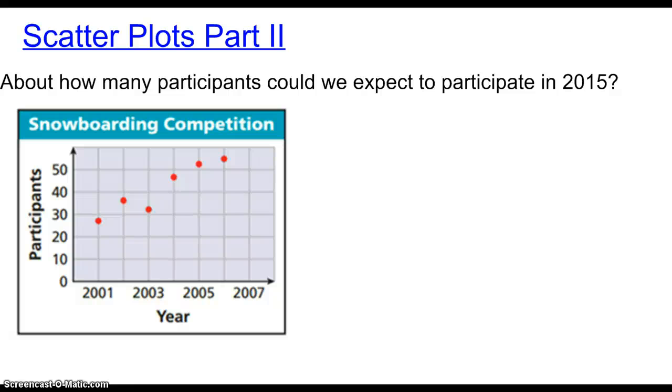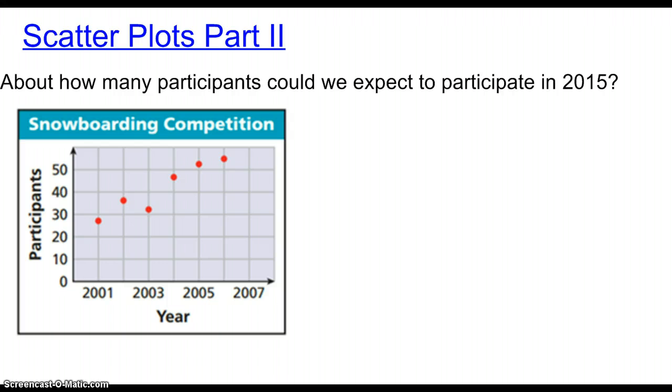Alright, welcome to the last section of Chapter 5, Scatter Plots Part 2. As you remember, we talked about scatter plots back in Chapter 4, and we realized a couple things about them. They can have three different correlations. It can either be positively correlated, negatively correlated, or have no correlation. And based on those correlations, unless it's a no correlation, we can make predictions on those scatter plots, just like the one that we have here.